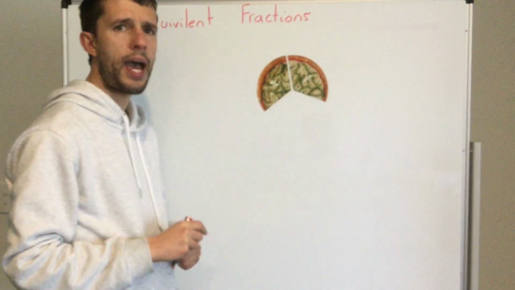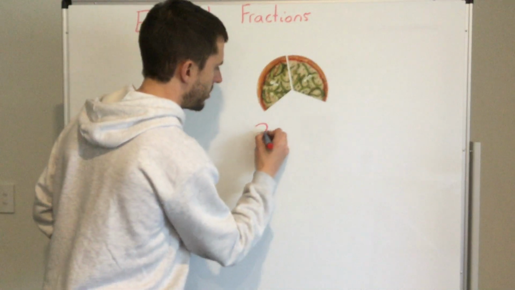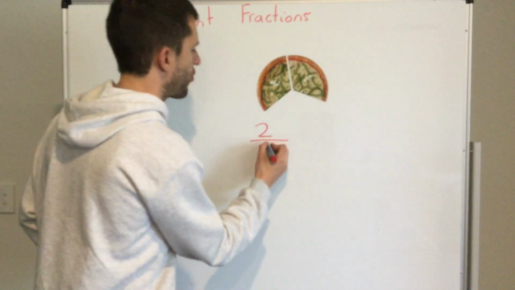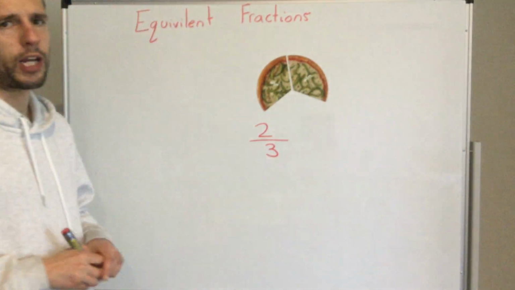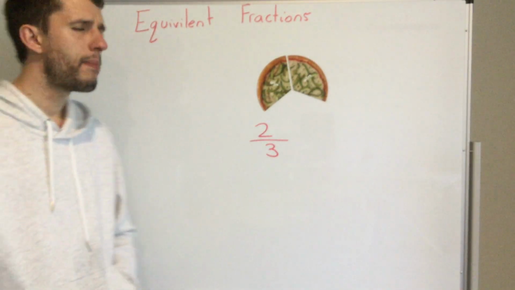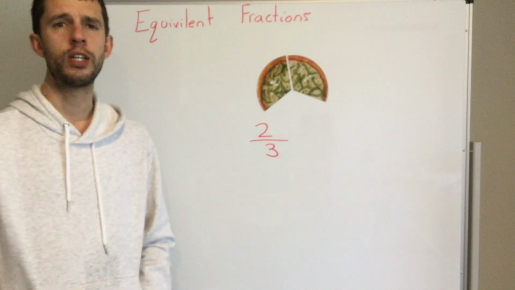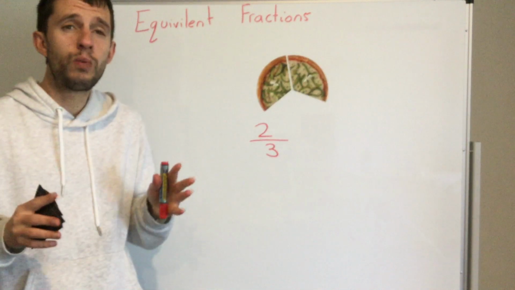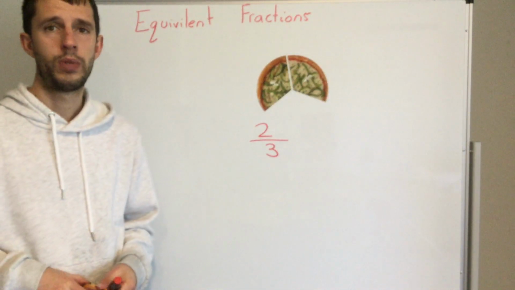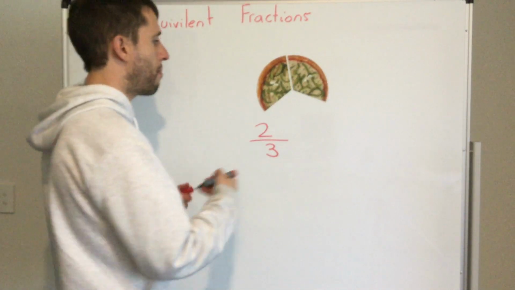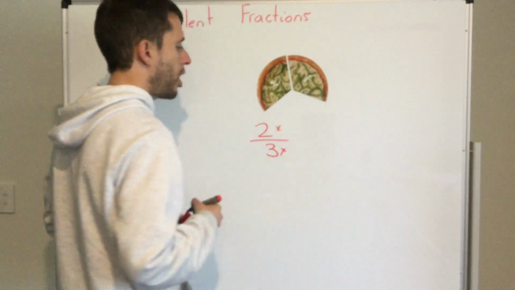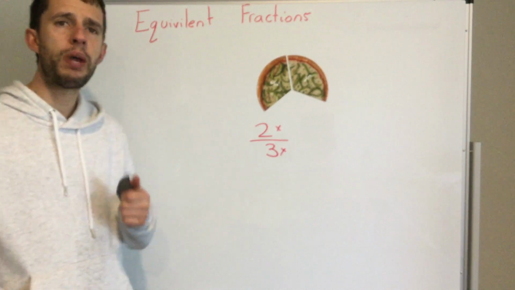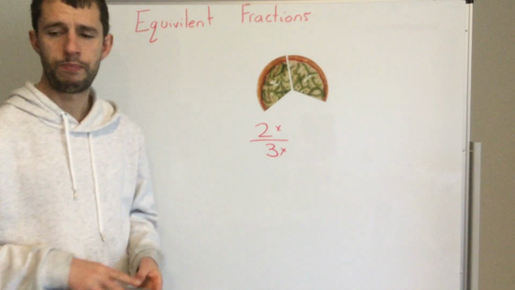How many pieces do I have? I've got 2 pieces. How many pieces would it have been cut into? 3 pieces. So that's my fraction at the moment. When I'm thinking about equivalent fractions, I'm thinking about cutting it into pieces, which means I'm multiplying it. So I'm going to be looking at multiplying the top and the bottom of my fraction, the numerator and the denominator. It has to be exactly the same.